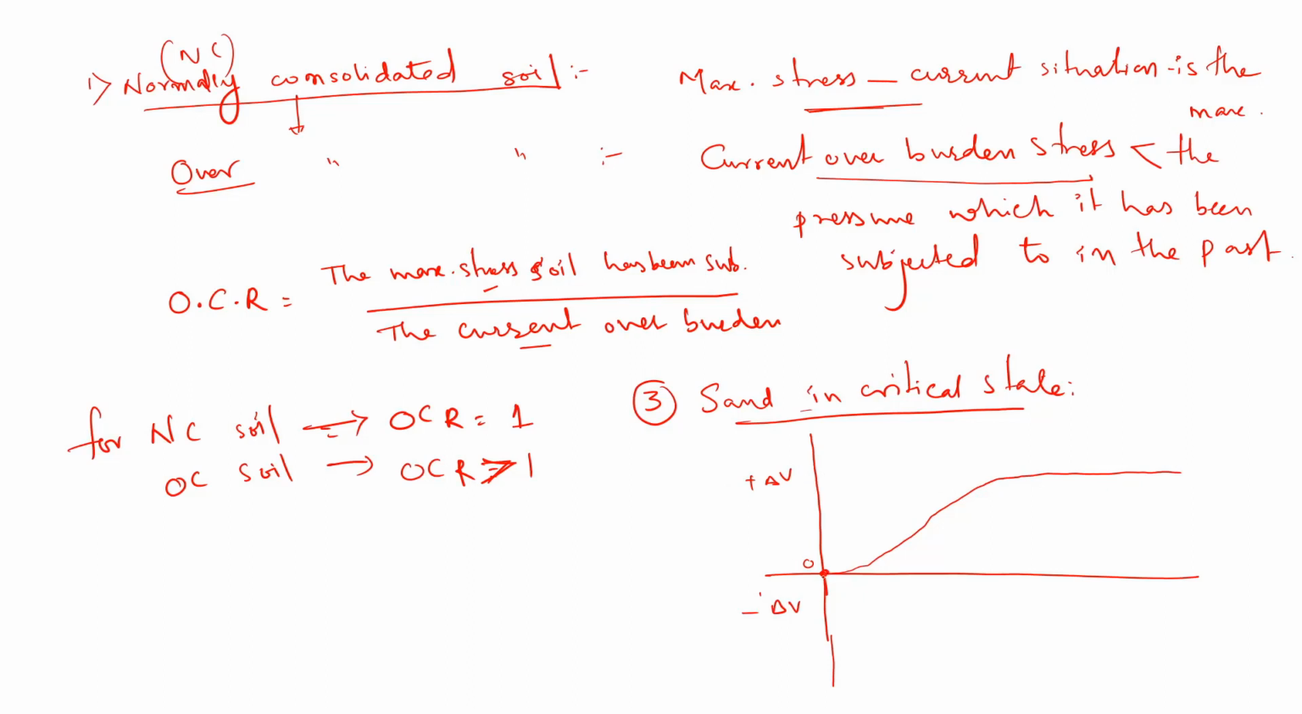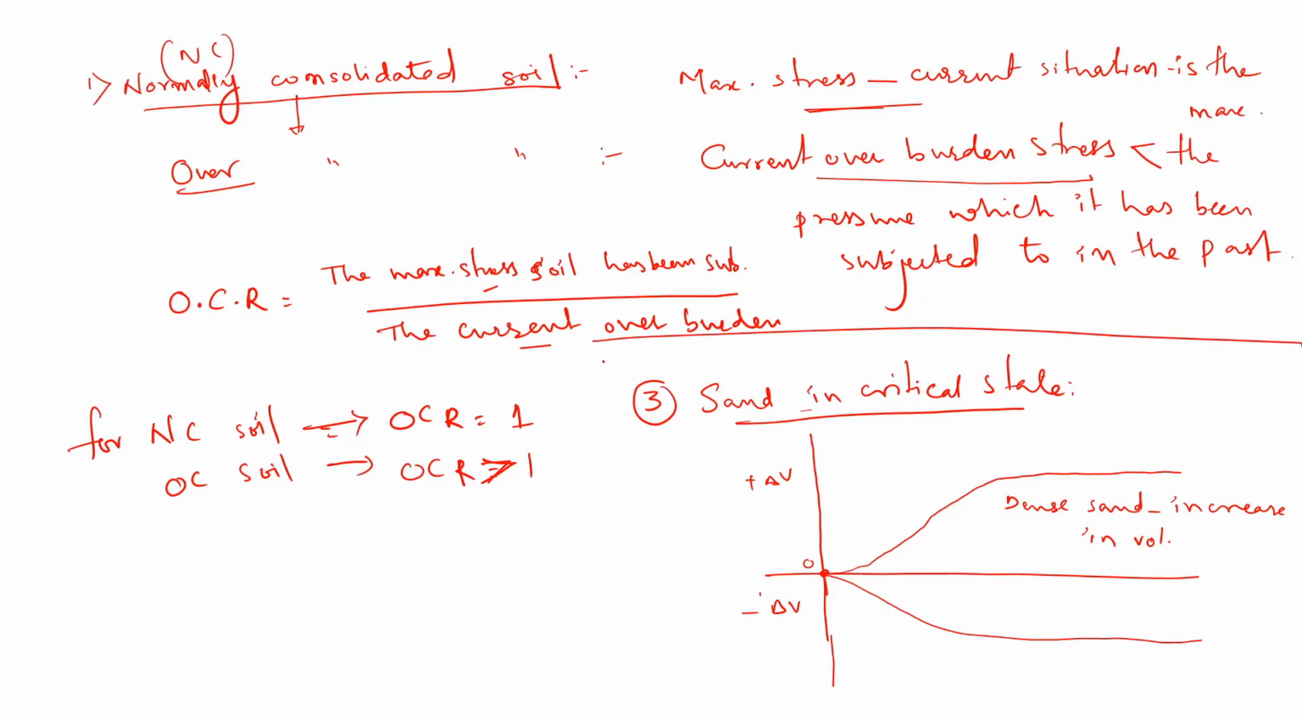In low density or loose sands, the volume will decrease when you apply shearing. So for the dense sand, the increase in volume is called dilation.